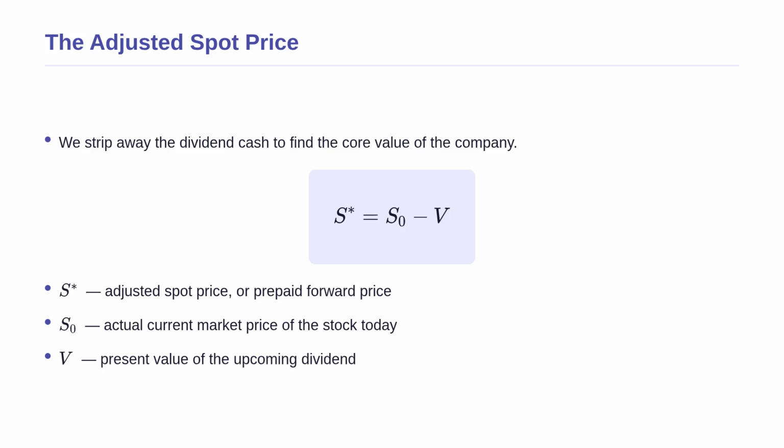Now that we have the present value of the dividend, we can find the core value of the company. We do this by subtracting the present value of the dividend from the current stock price. This gives us the adjusted spot price, denoted by S star. S0 is the actual current market price of the stock today, and V is the present value we just calculated. This adjusted price represents the value of the stock's core business, completely stripping away the cash that is earmarked to be paid out. If a company pays multiple dividends, V would simply be the sum of all their present values. As the dividend amount increases, this adjusted stock price decreases.